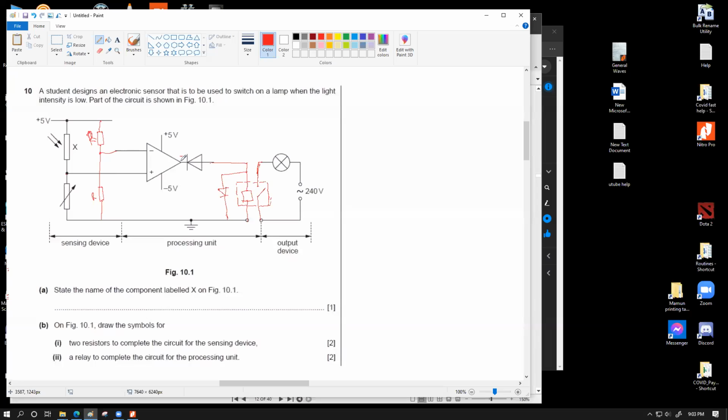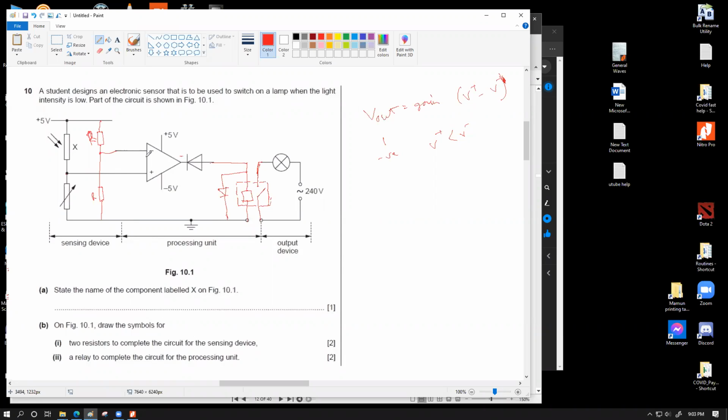And when is the output of the op-amp negative? You should remember that V out is given by gain multiplied by (V plus minus V minus). This is the basic equation, okay? So for the output to be negative, we need V plus less than V minus, so that the subtraction gives a negative value and we get a negative V out.